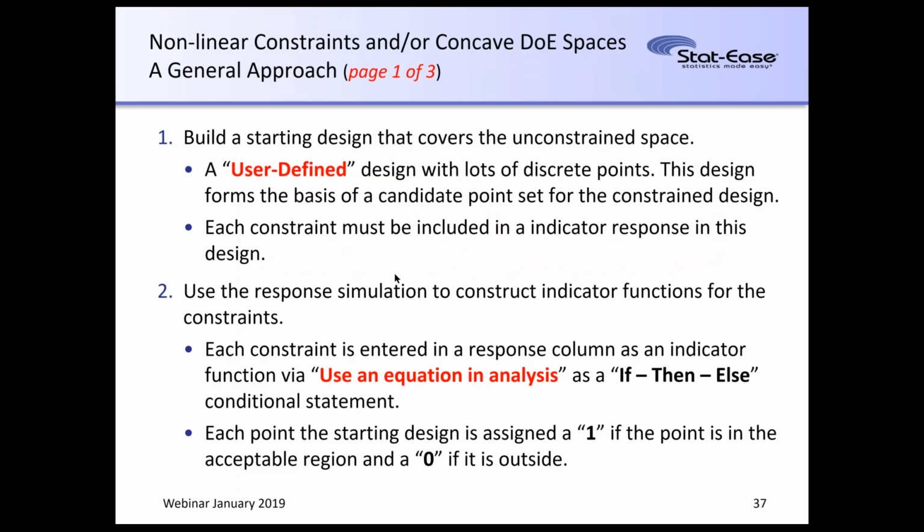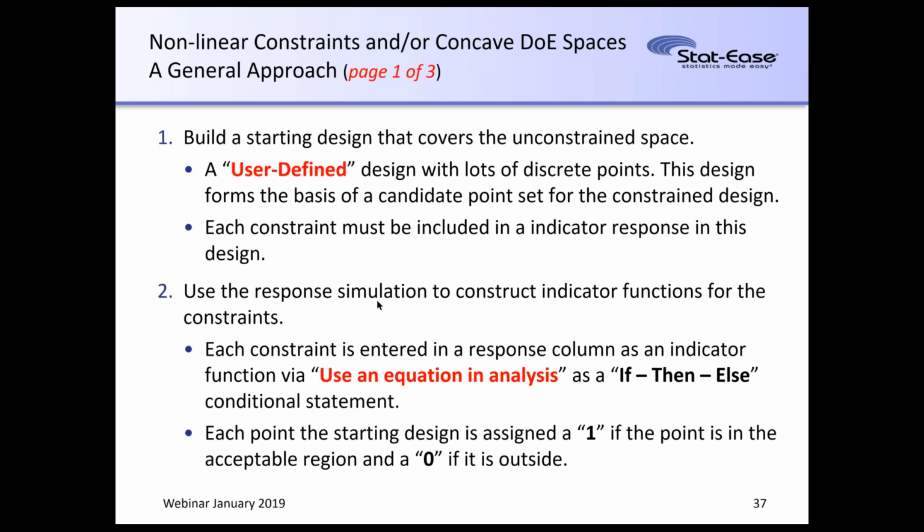Okay, so the way you handle a design space where you have linear constraints that are going to form a concave space is you start out building a design that covers the unconstrained region. So we're going to use a user-defined design, and we're going to put in lots and lots of discrete points. This design will then form the basis for a candidate set that we're going to use for the constraint design. You must include each constraint that you have in an indicator function. You can have several constraints in one indicator function, or you could have several different indicator functions.